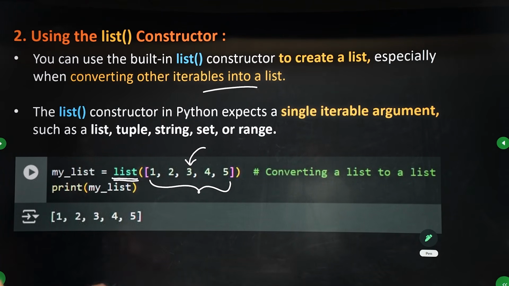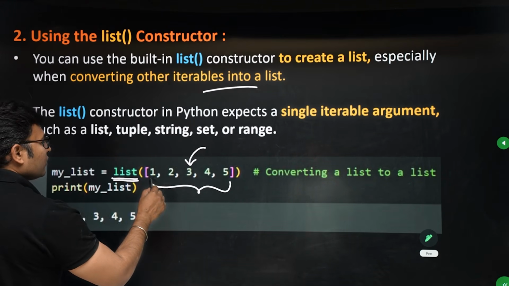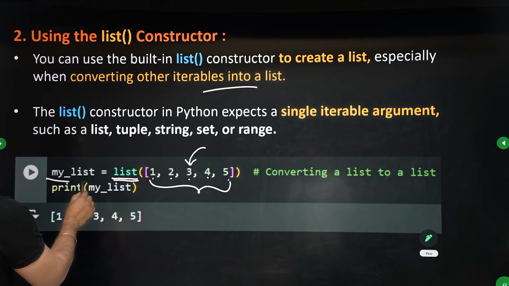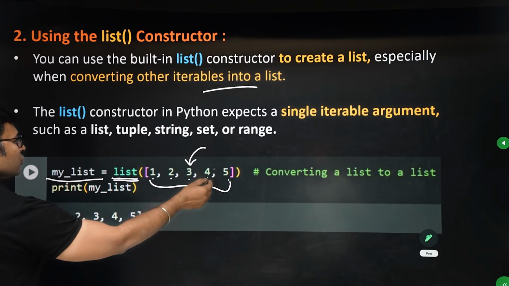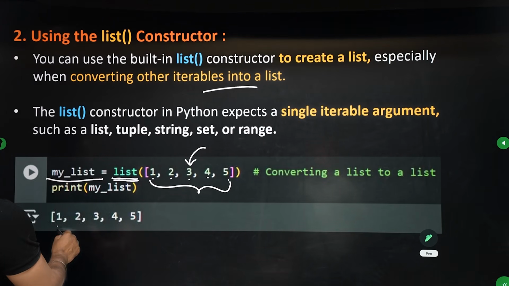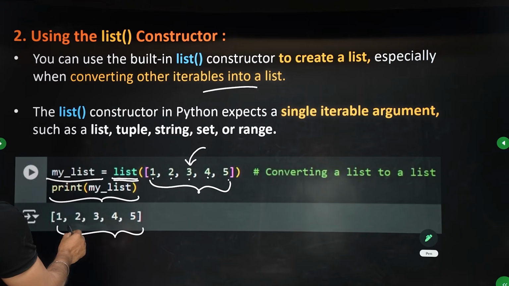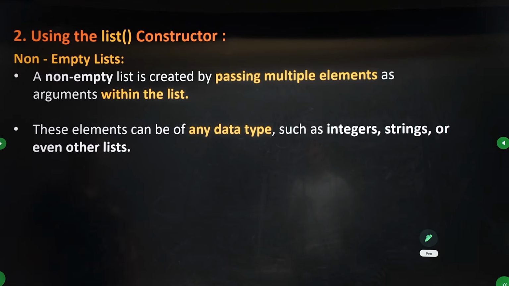So here I am passing a list. Now this list has 1, 2, 3, 4, 5. Now a new list is created in my list with these elements 1, 2, 3, 4, 5. So you can see that my list is containing 1, 2, 3, 4, 5. When you print my list, it is containing 1, 2, 3, 4, 5.